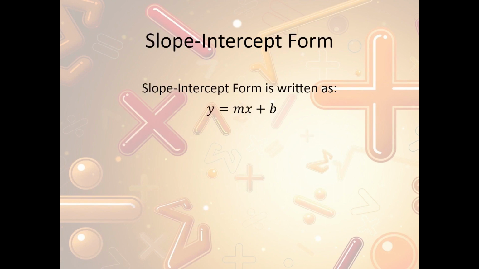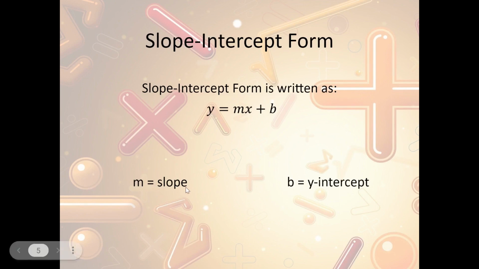Slope-intercept form. Slope-intercept form is written as y equals mx plus b. And what does that mean? M is the slope, and b is the y-intercept. Y and x are my variables that stay variables so that I can plug numbers in and see what they come out to be. So m is the slope and b is the y-intercept.